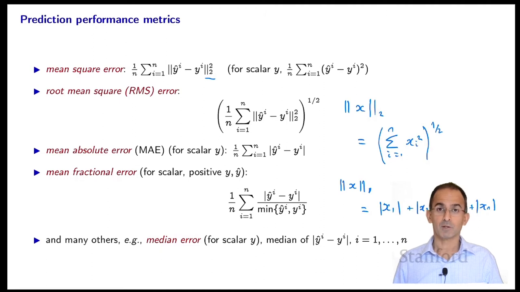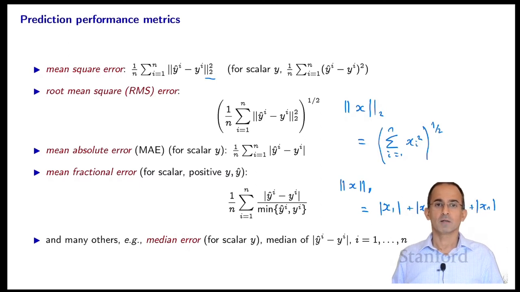Another very useful error metric or performance metric is the mean absolute error. That's 1 on n, the sum from i is 1 to n of the absolute value of y hat i minus yi. If you have scalar positive y's, then we define the mean fractional error as the average of the absolute value of y hat i minus yi divided by the minimum of y hat i and yi. This is something like an average percentage error. If y hat i is greater than yi, then the absolute value of y hat i minus yi divided by the minimum of y hat i and yi is the percentage by which y hat i is greater than yi.